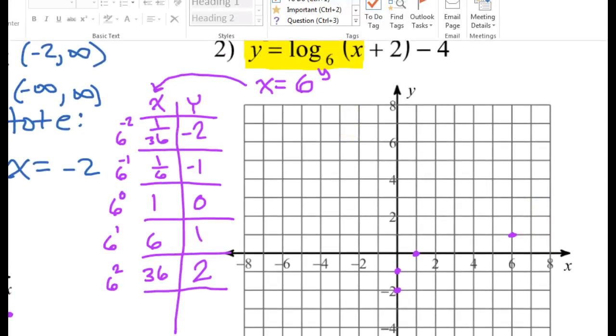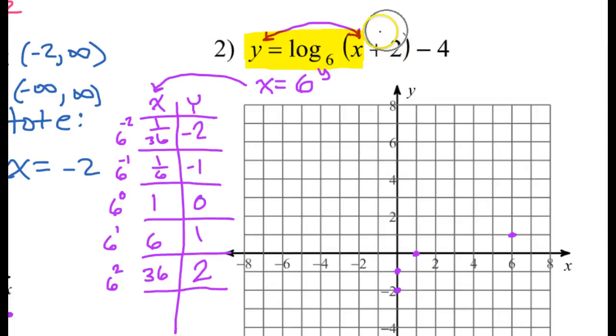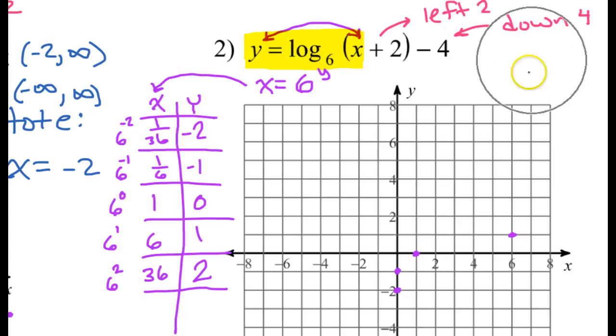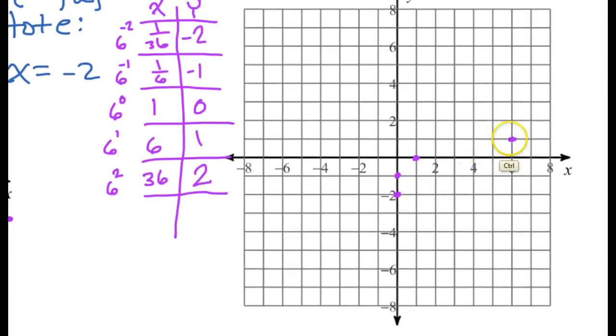For the final answer, we need to consider these 2 transformations. The +2 on the inside means the graph will be shifted to the left 2. The -4 on the end means that the graph will be shifted down 4. So left 2, down 4. That's what I will do to these 4 points. Okay, so left 2, down 4.